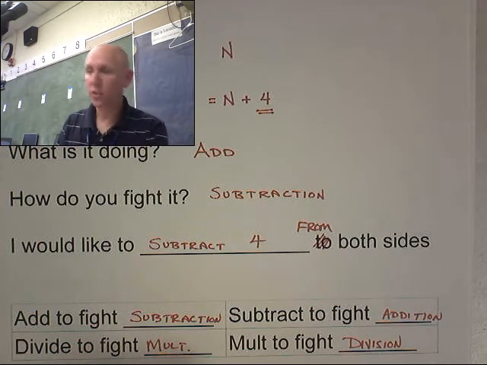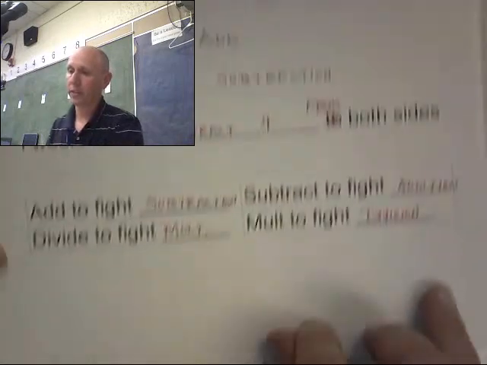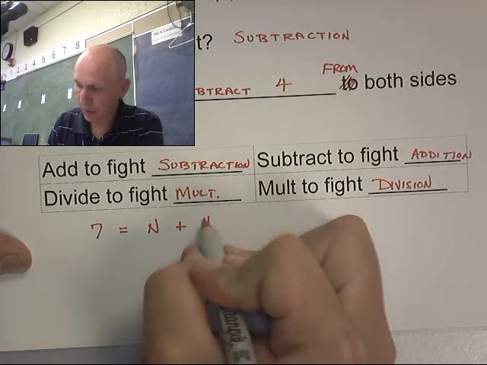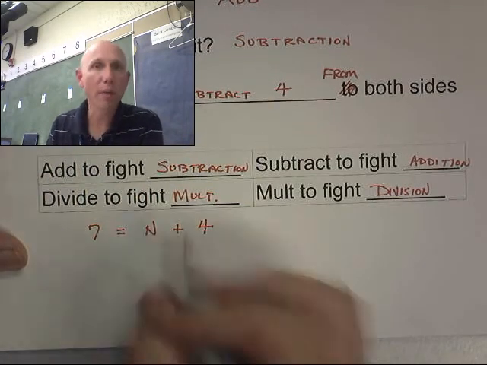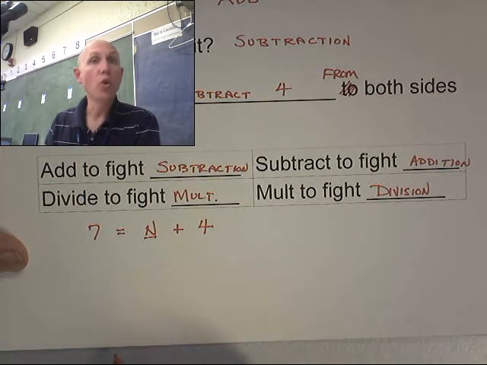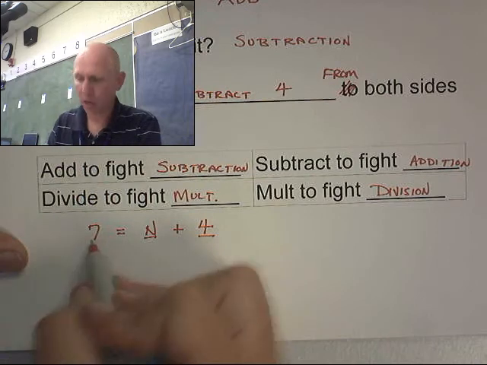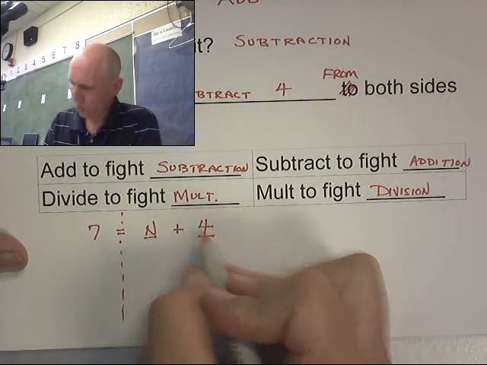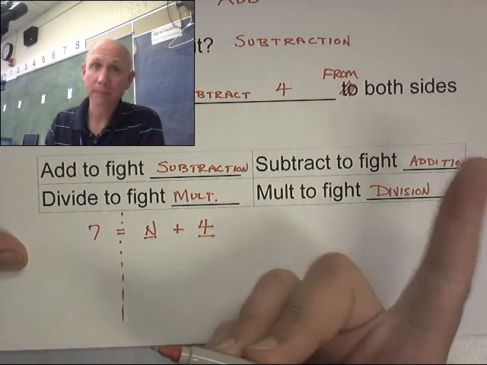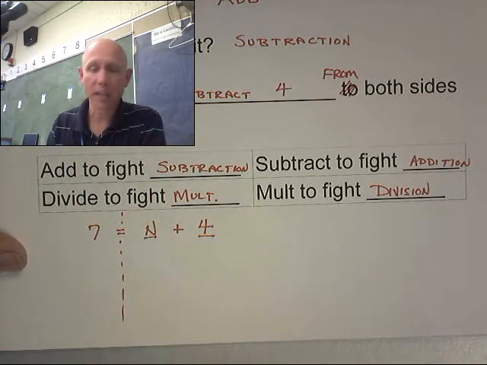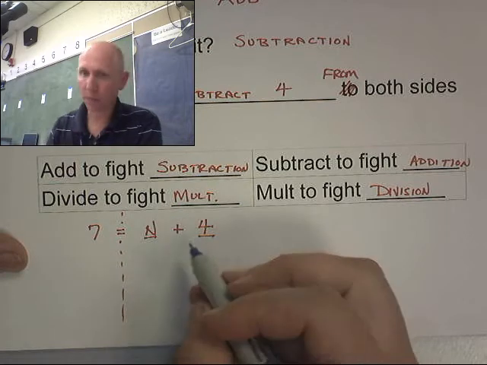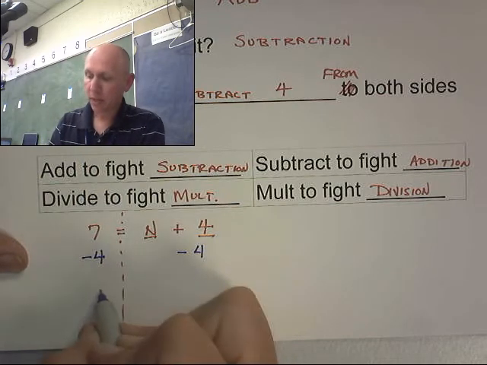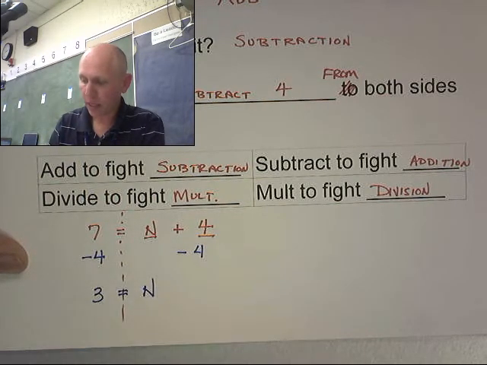So let's come back to the one that we just worked on. We just did 7 equals n plus 4. Who is the variable? The variable is n. Who's bugging the variable? 4 is bugging the variable. 7's all the way on the other side of this street. Imagine this is the street. 7 isn't bugging n. What is that 4 trying to do? It's trying to add. How do I fight addition? With subtraction. I need to subtract 4 from both sides. Minus 4, minus 4. 7 minus 4 is 3 equals n.